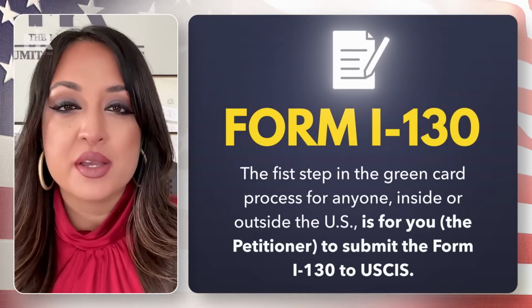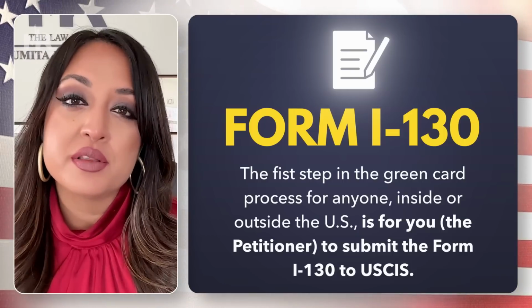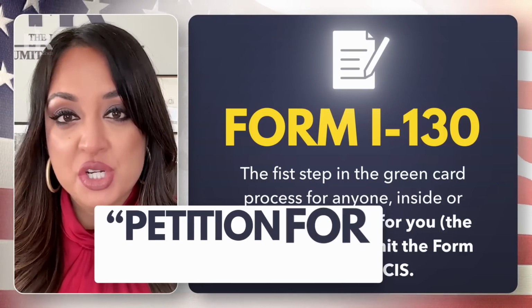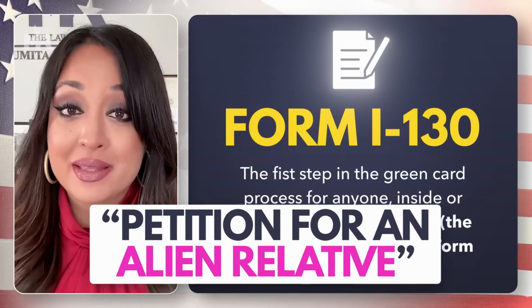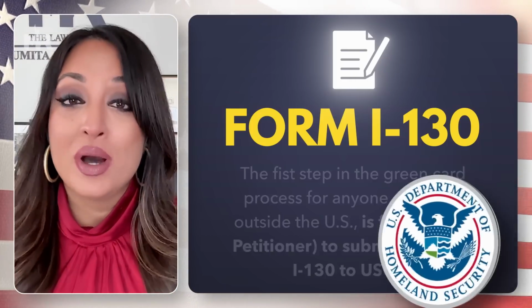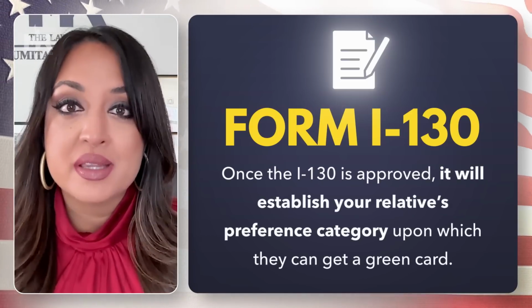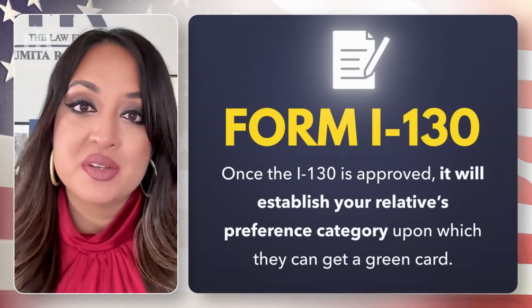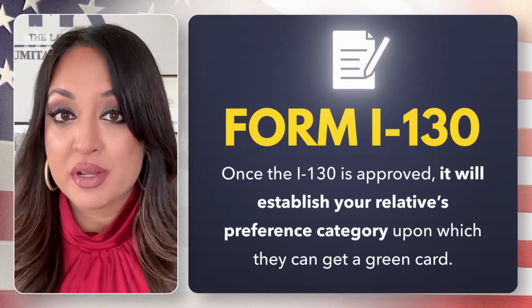Now, first of all, whether or not your spouse or child is inside or outside of the US, the very first thing that you must do is file something called the Form I-130 Petition for an Alien Relative. This petition is submitted directly to USCIS. And once this petition is approved, then it will establish that relative category upon which your relative can then get a green card.